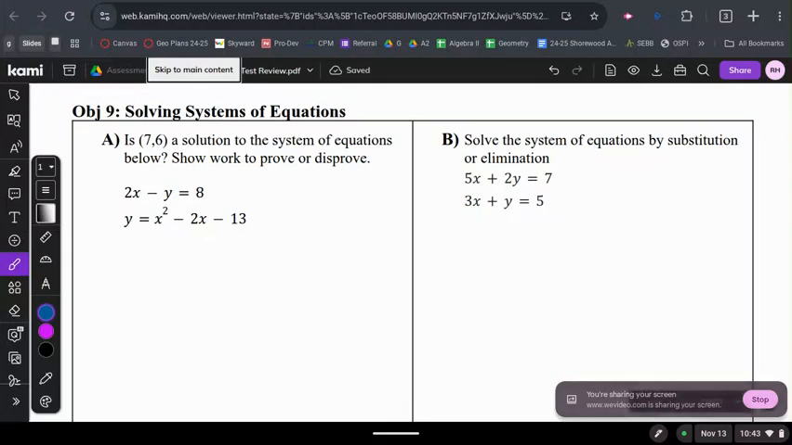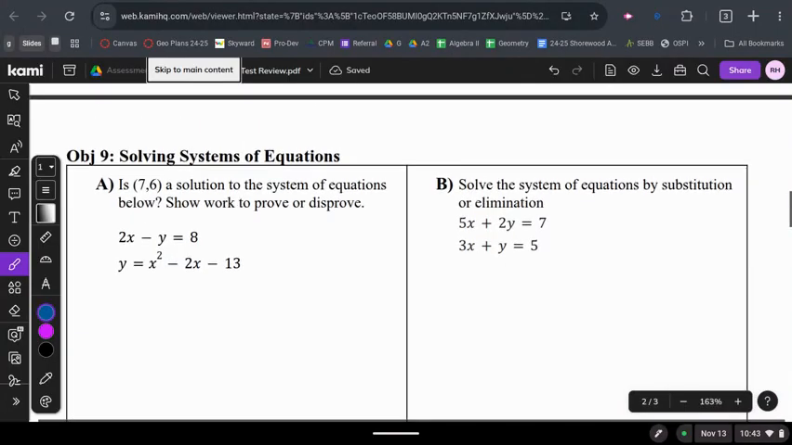For objective 9, it's similar to the first objective where we have fewer questions on the actual test. For objective 8, there were 4 questions. For objective 9, there's only 2, but we've got 3 of these to look at. And the first problem is pretty basic because it's just asking if this point (x, y) is a solution to the system below. So we just need to check if it works for both equations.